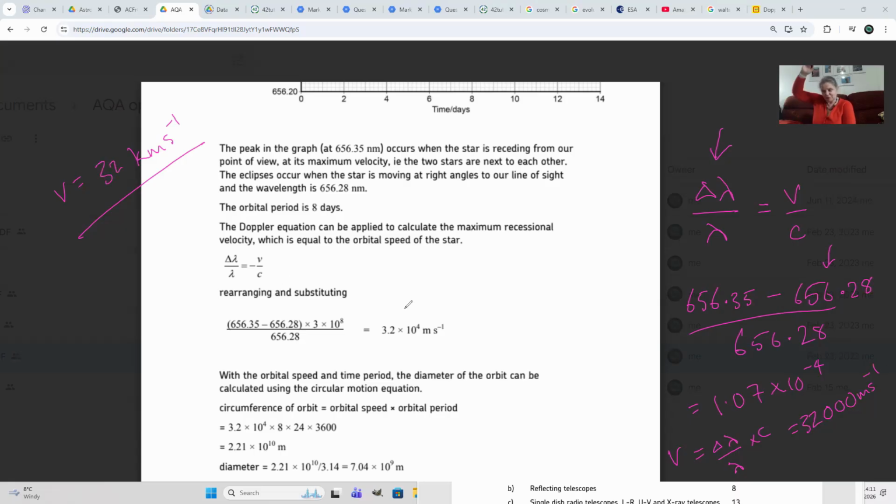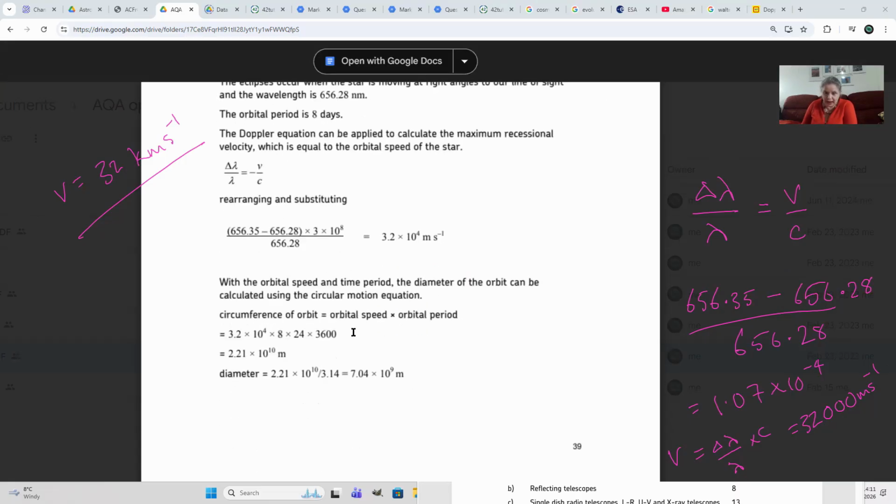I shouldn't have done it from peak to a trough. I should have done it from peak to the middle, shouldn't I? Not thinking. Shows you how easy it is to get these things wrong. Okay, so there we go. So we've got our speed right now.